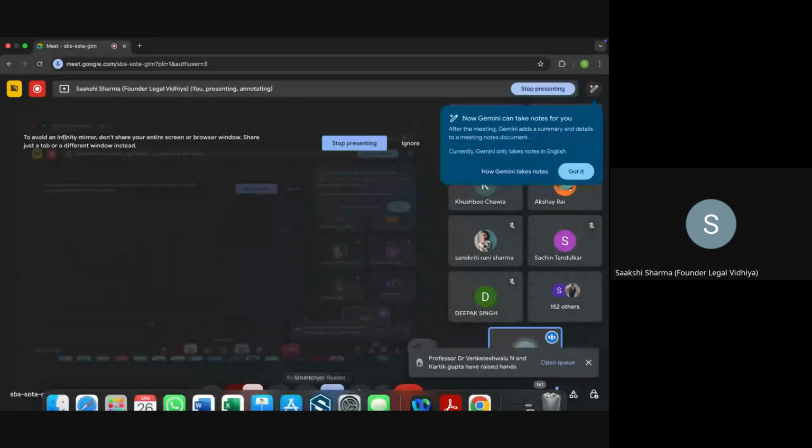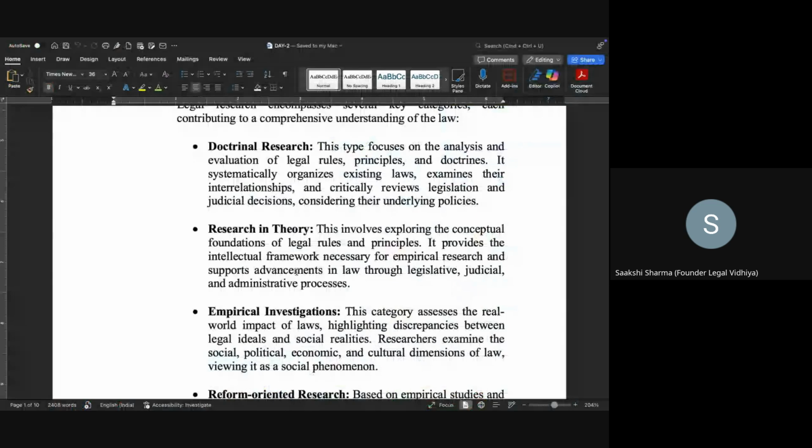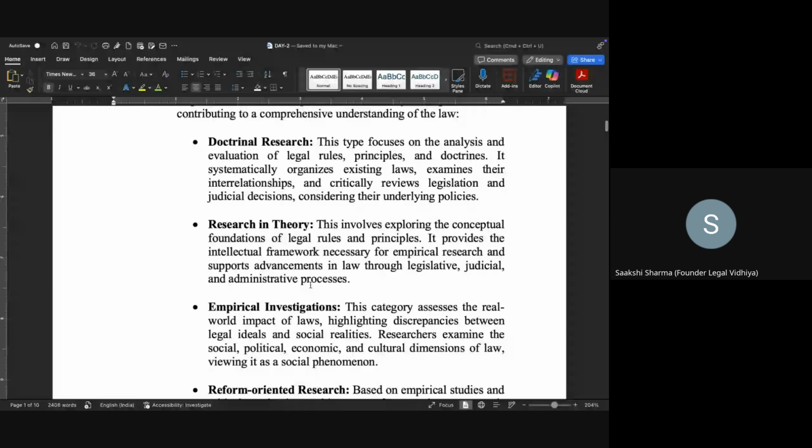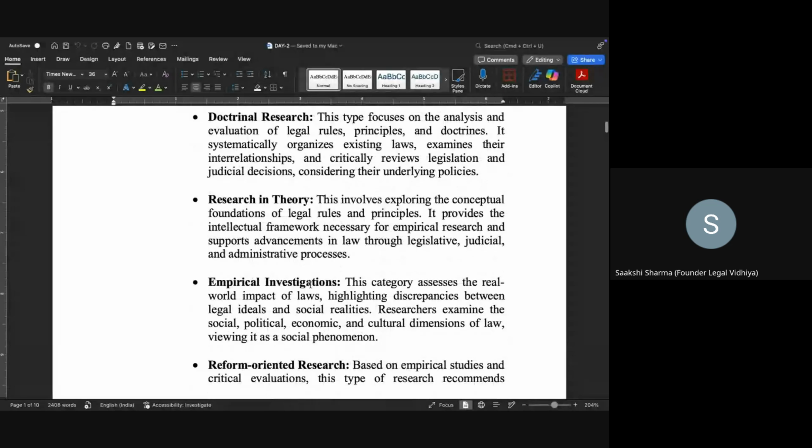Now, coming back to our presentation, doctrinal research focuses on analysis and evaluation of legal rules, principles, and doctrines, as you all have already understood and stated. It systematically organizes existing law, examines their interrelation, and critically reviews legislation and judicial decisions considering their underlying policies.